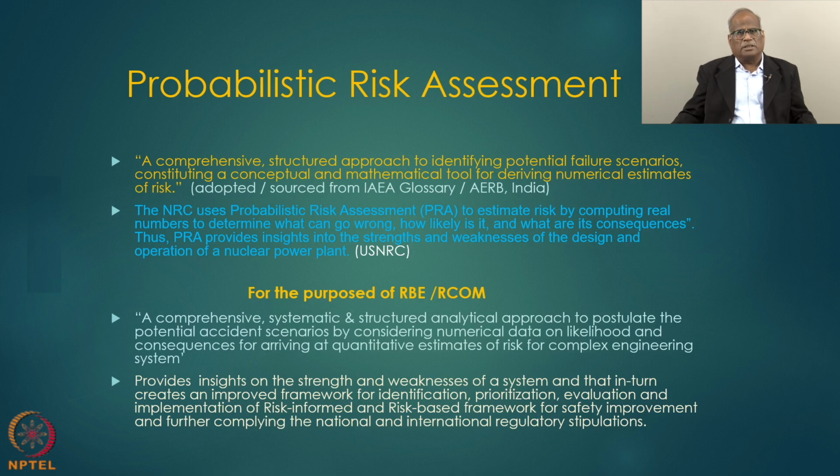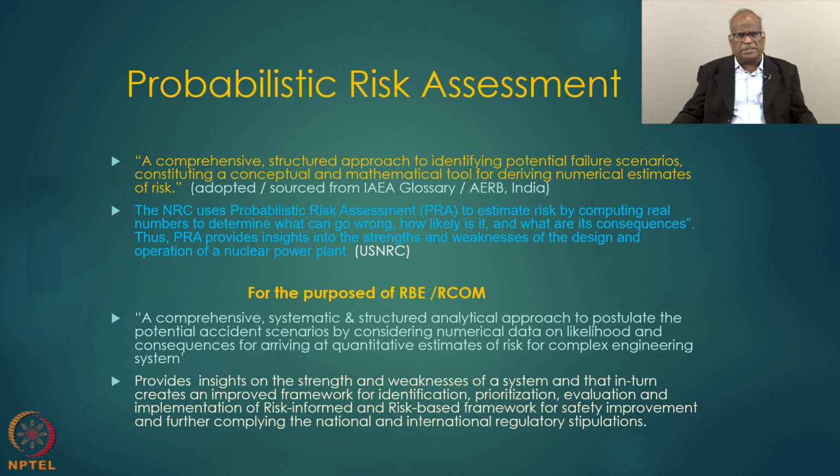But then the US NRC, the United States Nuclear Regulatory Commission, has a definition which is not totally different, but it presents the PRA procedure in a different way. What it says is, PRA estimates risk by computing a real number to determine what can go wrong, how likely it is, and what its consequences are. Thus, PRA provides an insight into the strengths and weaknesses of design, operation and maintenance. So the US NRC definition is in terms of processes. It explains what can go wrong, how it can go wrong, and that you have to model.